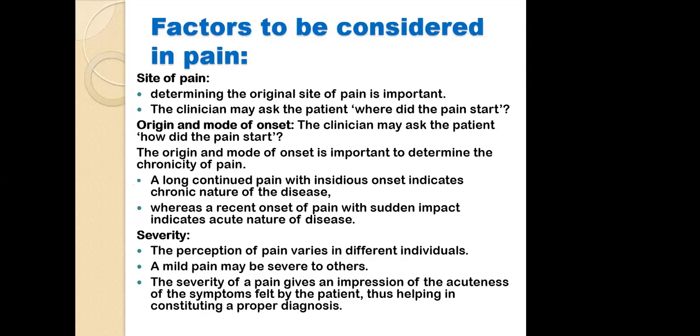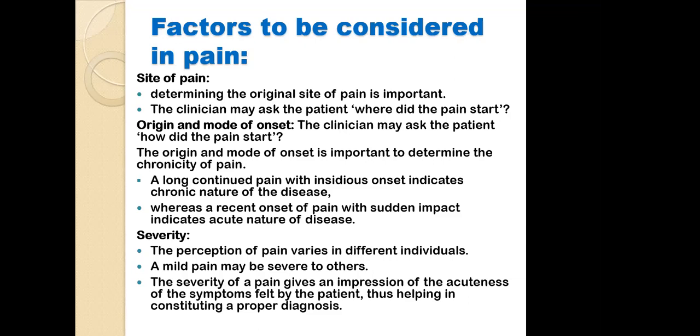Some factors which we need to consider in pain in detail, which we have already outlined before. Site of pain. Determining the original site of pain is important. The clinician may ask the patient, where did the pain start? Then origin and mode of onset. You may want to ask the patient, how did the pain start? It will already be giving you ideas of what is happening.